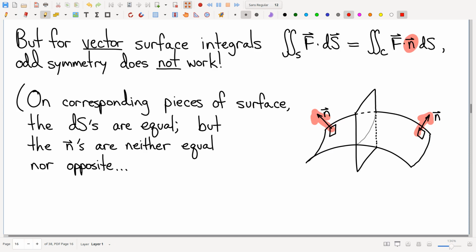Now, just for the sake of completeness, I will point out there is a different kind of symmetry theorem that does work, and it's very much not worth the trouble in my experience.